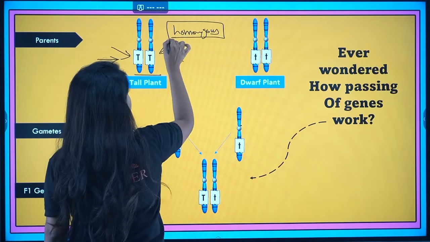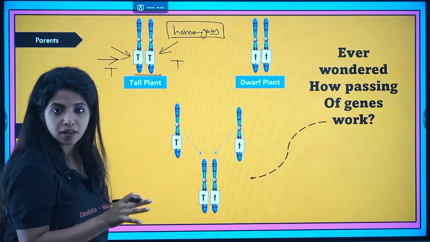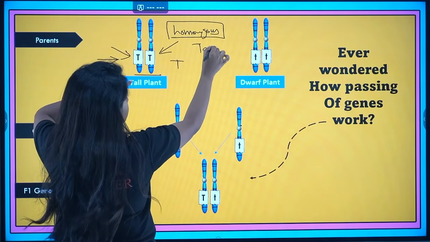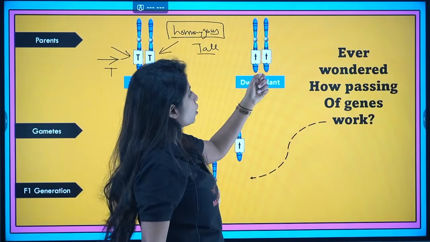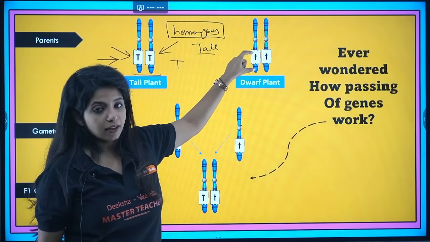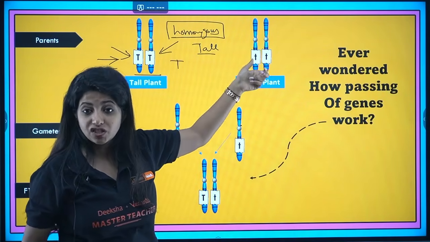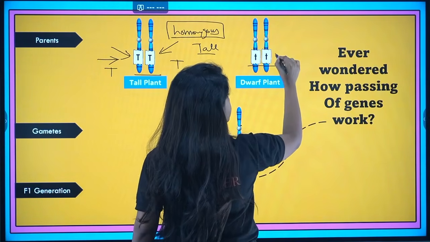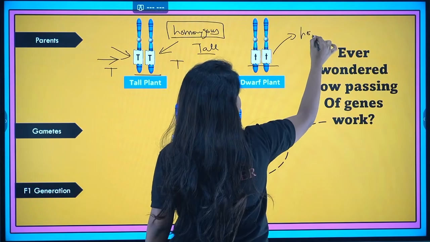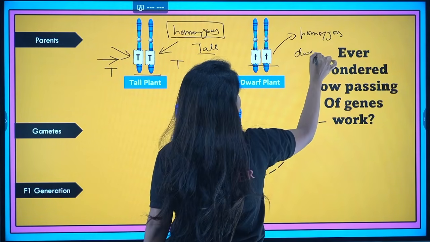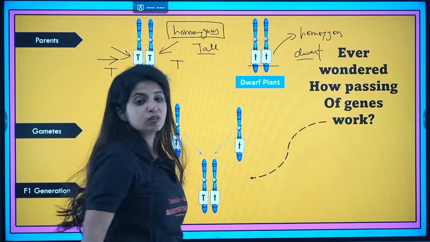Homozygous condition. Why homo? Because both of them are same. Here also. So homozygous, what is it? It is tall. Here also for tall we have, at the same position, the genes for height. But these genes are different. These genes are small t. Here also both of them are same genes, only small t. So I'll call them homozygous dwarf. They are short, right? So I'll write homozygous dwarf.